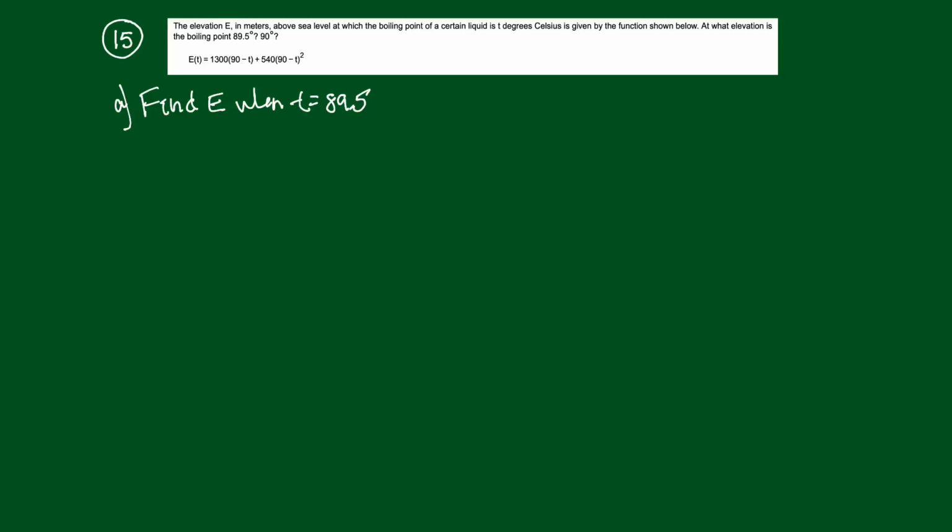All right, so what I'm going to do is get my calculator and put 89.5 in here and here. Now, I'm going to write this formula a little bit bigger. E of T is equal to 1,300 times the quantity 90 minus T, plus 540 times the quantity 90 minus T, squared. So now what I'm going to do is find E of 89.5.